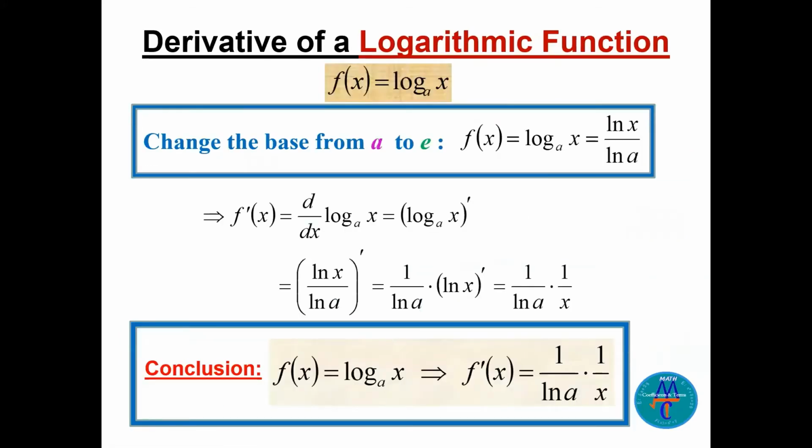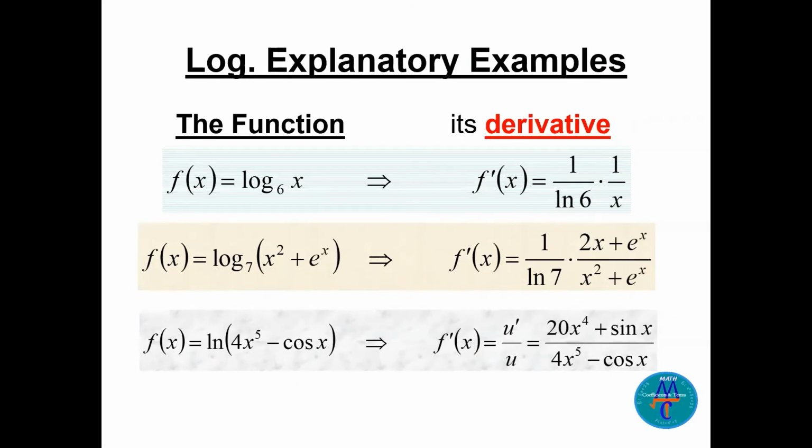Now this is the proof of why we have log base a of x. This is the proof here, you can read it. It will be f prime 1 over ln of a times 1 over x. That's the conclusion. Now let's look at some logarithmic explanatory examples. 3 examples are here. We have the function log base 6 of x. To find the derivative, it will be 1 over ln of 6 times 1 over x.